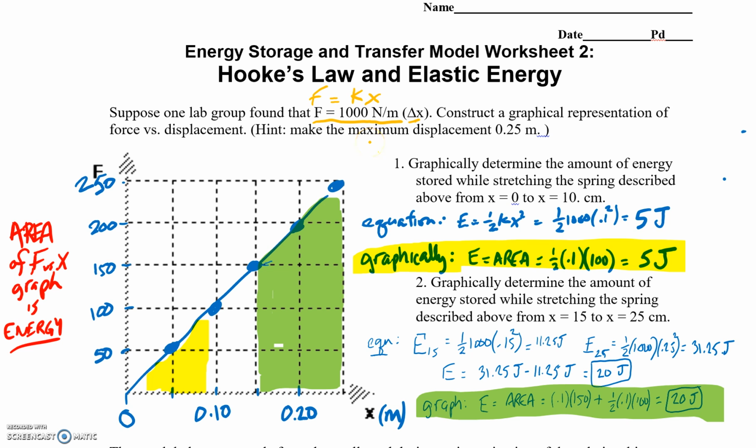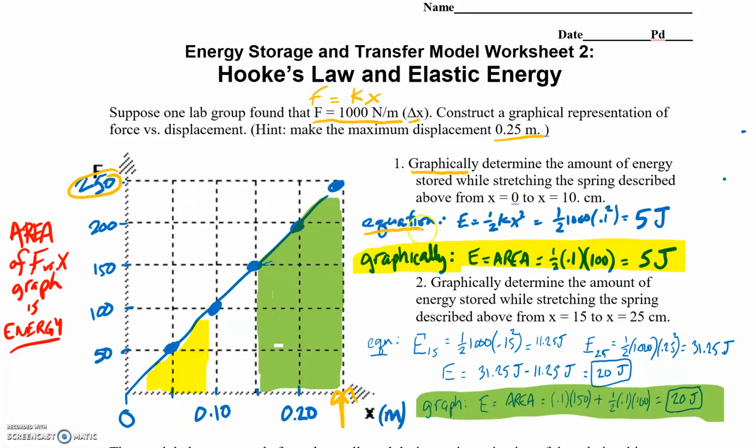It says make the maximum displacement 0.25 meters, so that would be right there, 0.25 meters. And that means the largest force is going to be 250 newtons according to the equation. So there's the graph that describes that spring's behavior. It says graphically determine the amount of energy. I'll talk about that in a second.